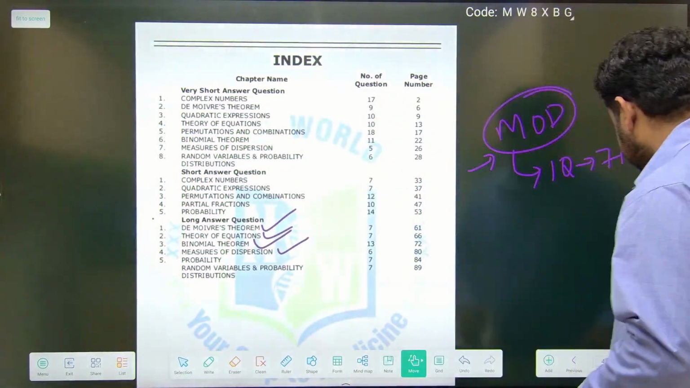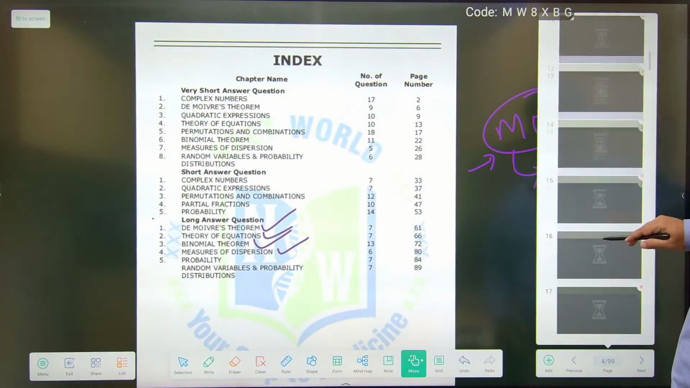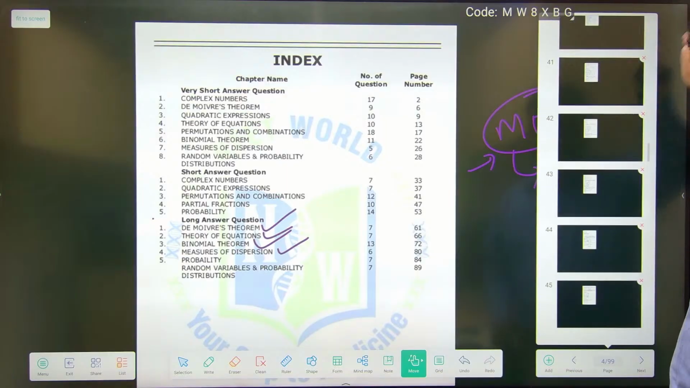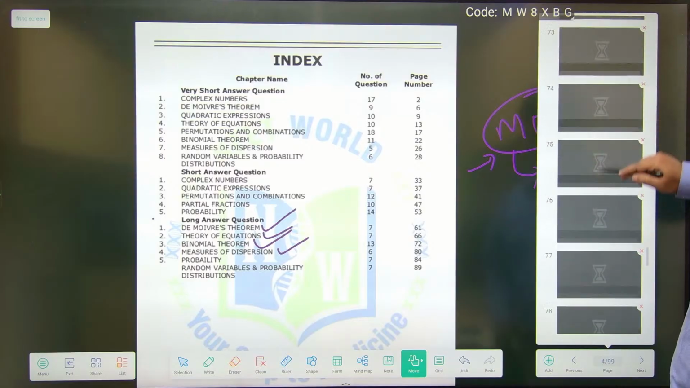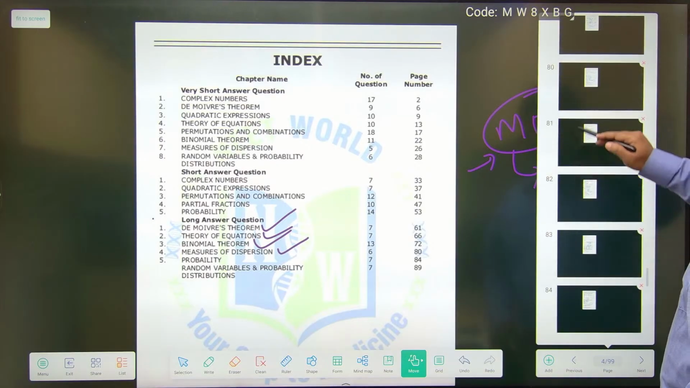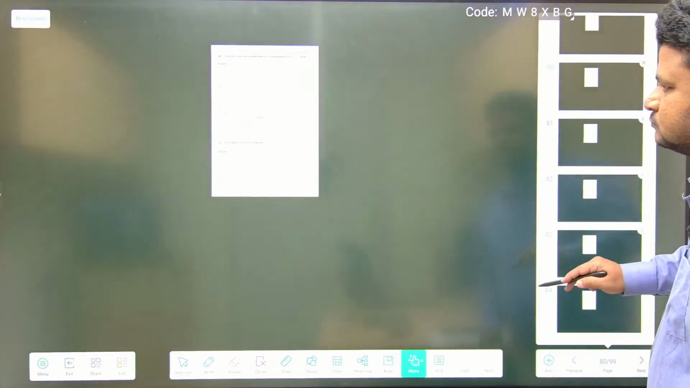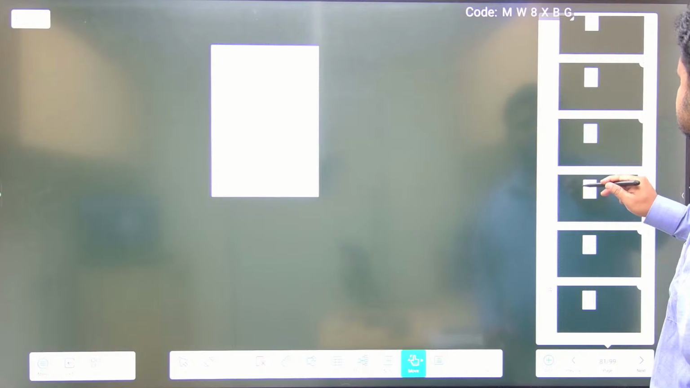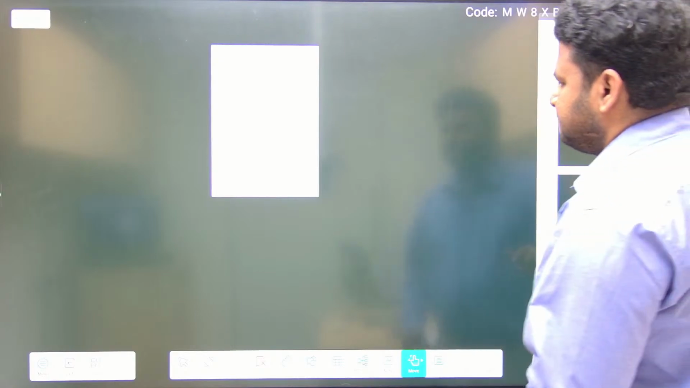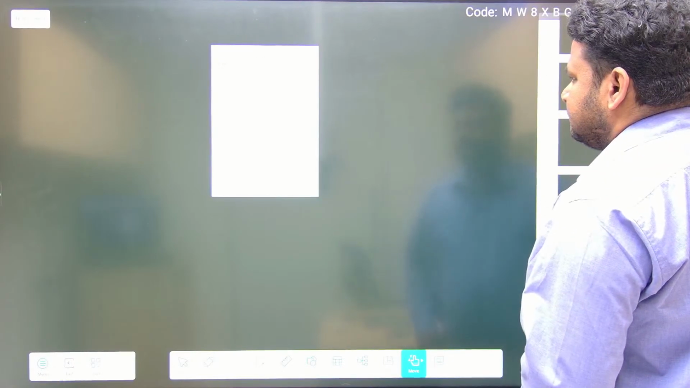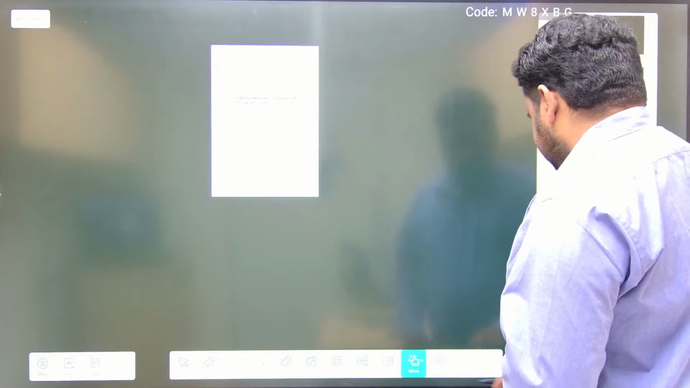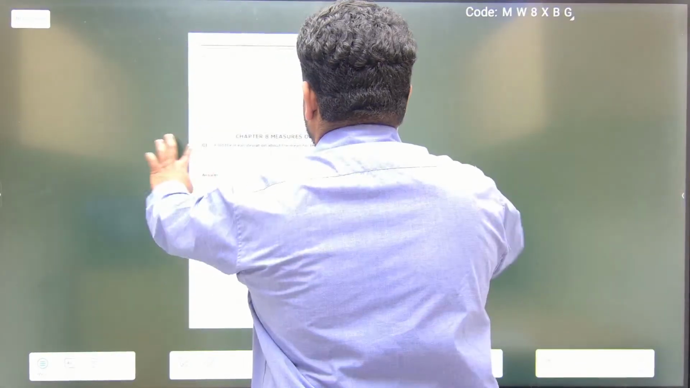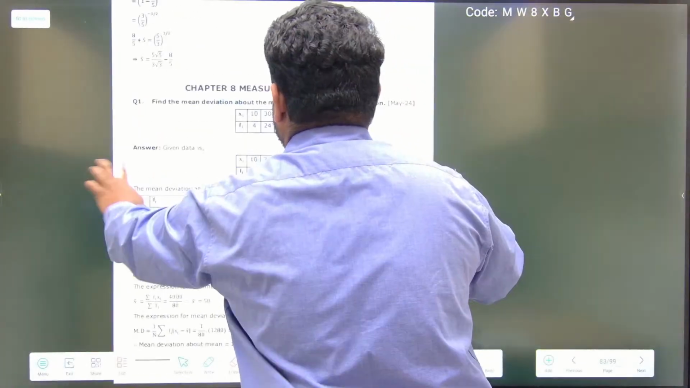Okay. Let us start with the first question. Page number, I think it's 80. Okay. Yeah, we got it. So this is the first question friends.